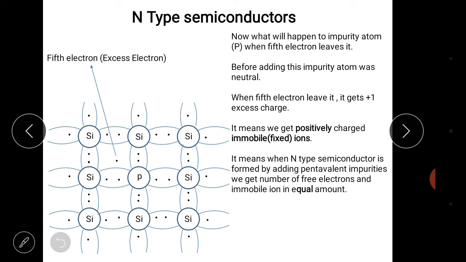Now what will happen to the impurity atom P when the 5th electron leaves it? Before adding this impurity atom, that is the phosphorus atom, it was neutral with its 5 valence electrons. But when the 5th electron leaves it, it gets +1 excess charge. It means we get positively charged immobile, that is fixed, ions. It means when N-type semiconductor is formed by adding pentavalent impurities, we get free electrons and immobile ions in equal amount.